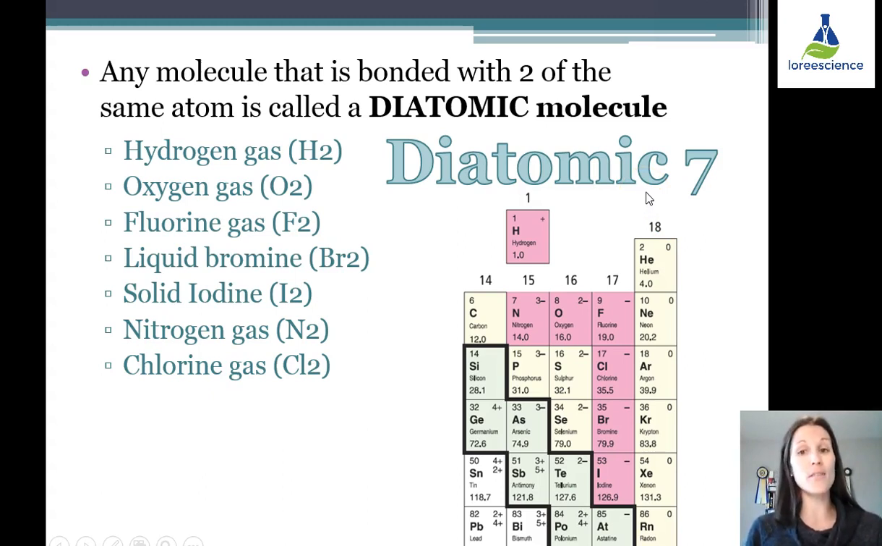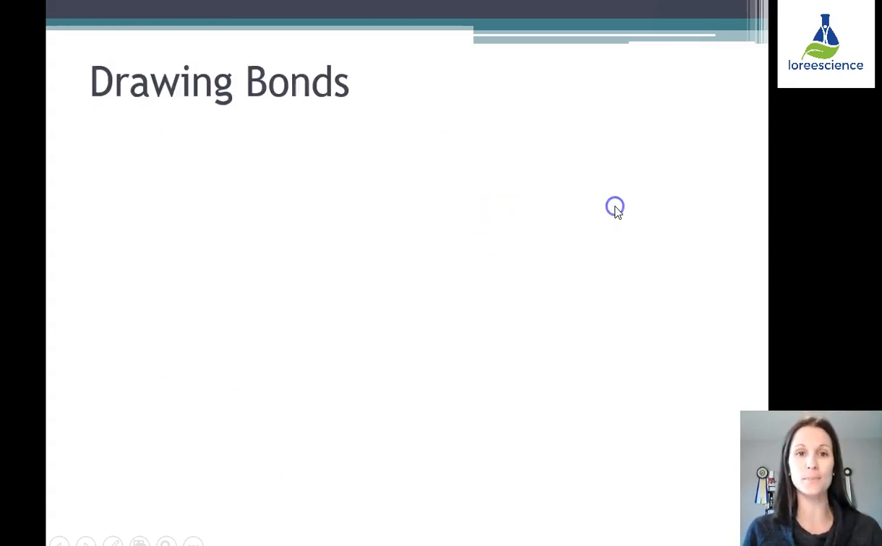One, because there are 7 of them, but also because if you look at the periodic table, they are in the number 7. So they're nice and easy to find, except for hydrogen, which is far over on the left-hand side. So don't forget the hydrogen when you're thinking of your diatomic 7.